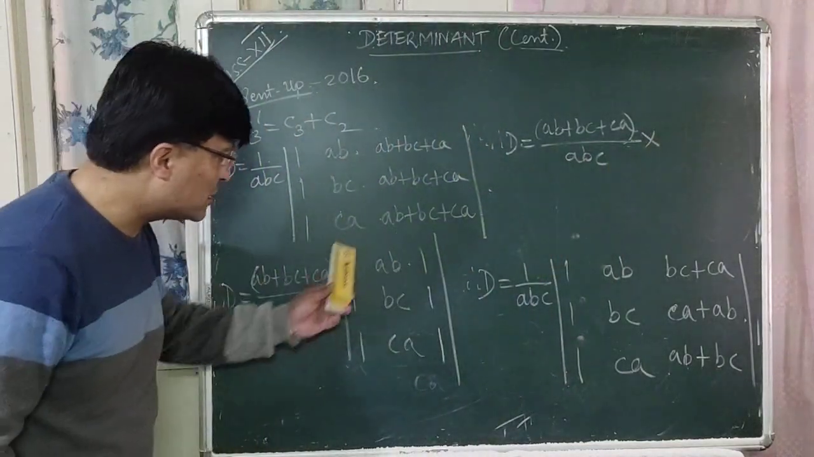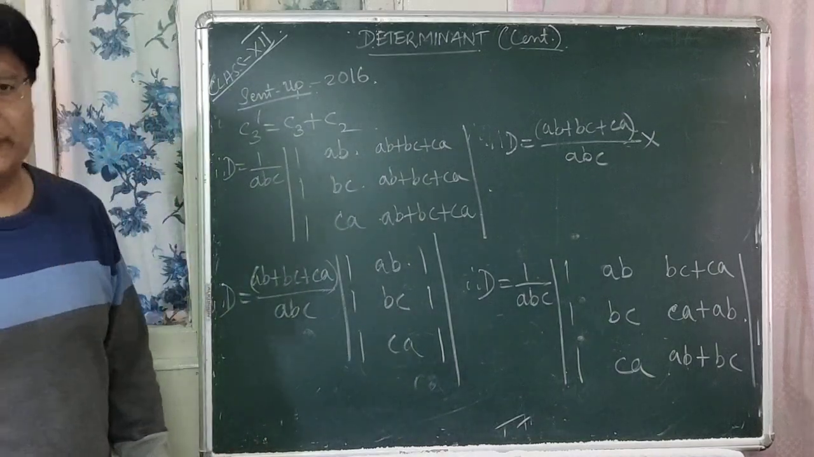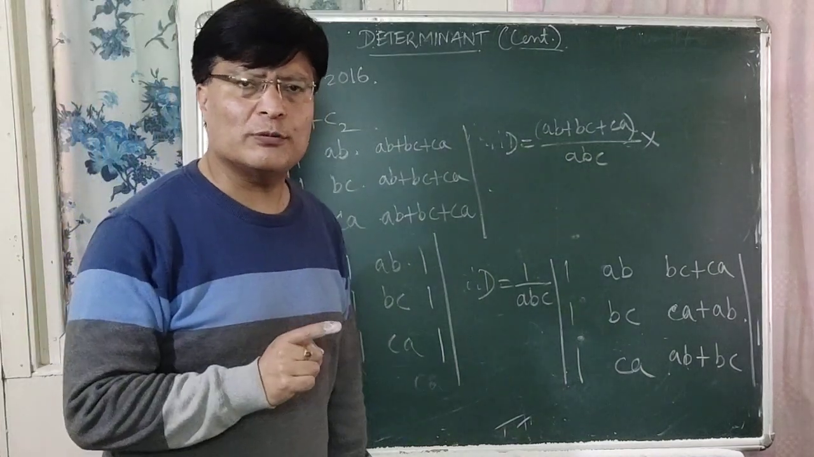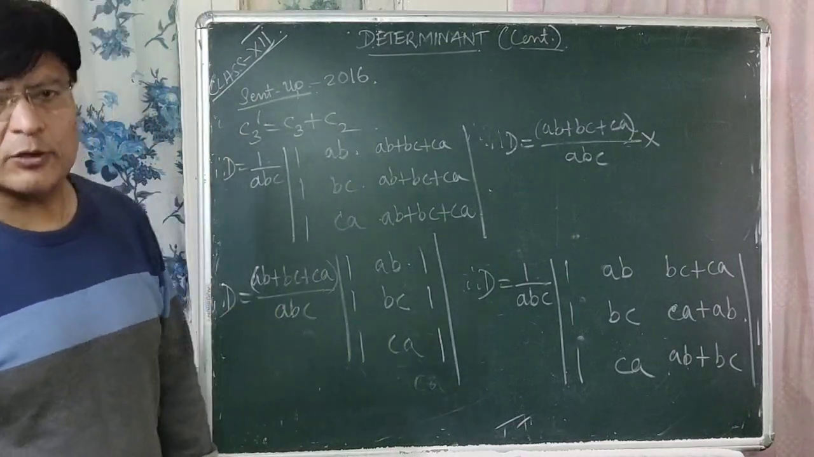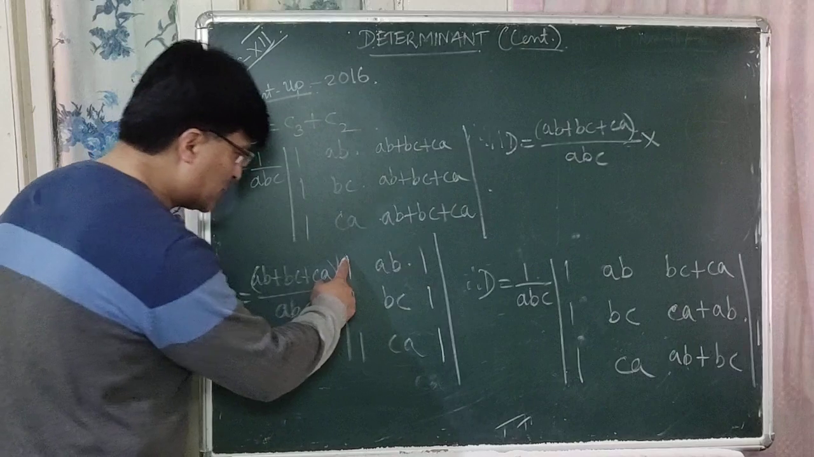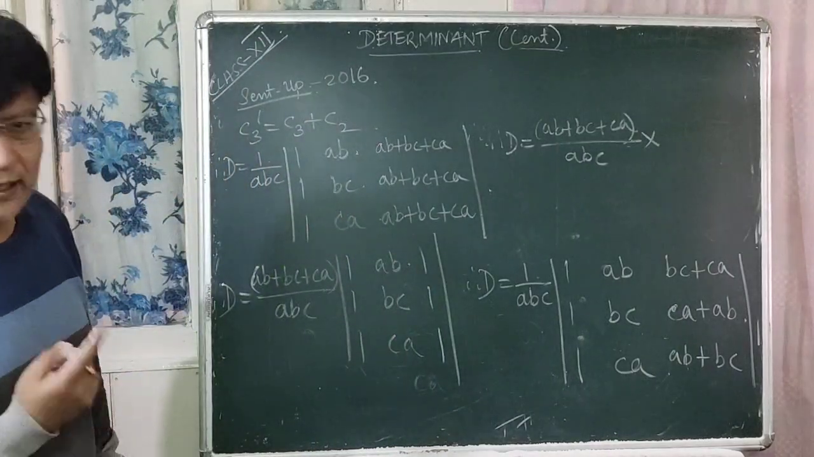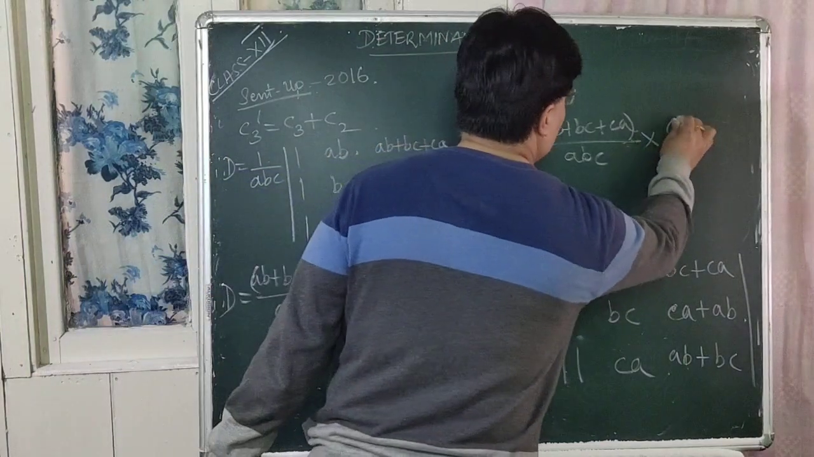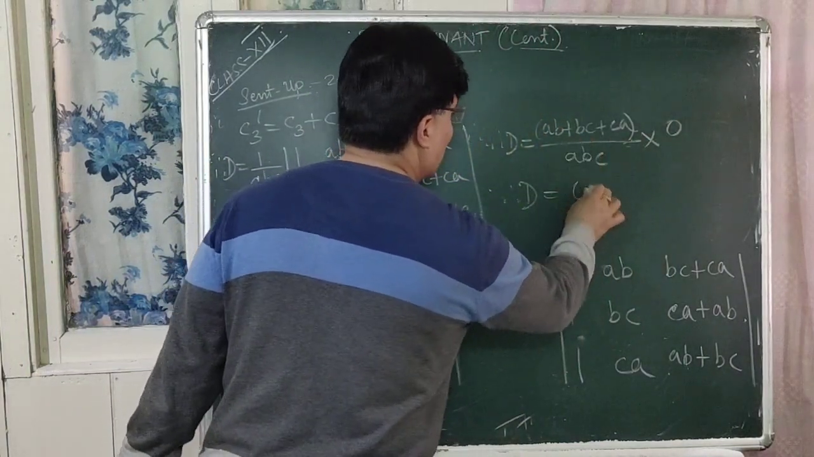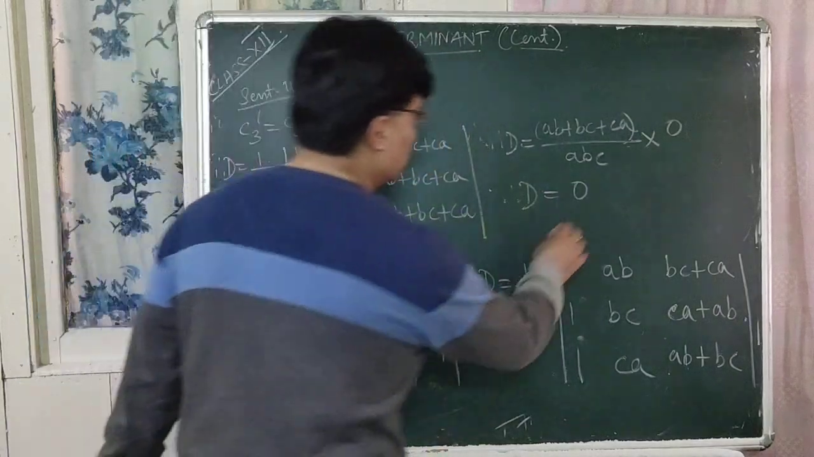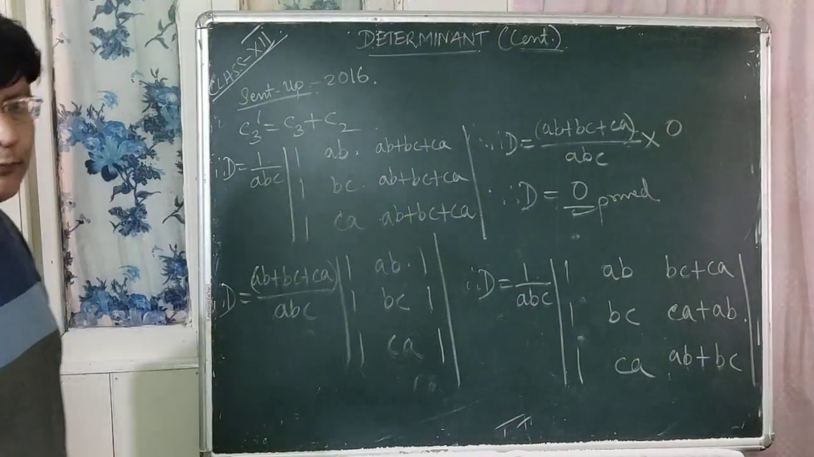So what is the value of this determinant? I told you in property number 3, if two rows or two columns of a given determinant are identical, then the value of the determinant is always 0. In this case, the first column and third column are identical. So the value of the determinant is 0, and 0 into any number is always 0. That means D is equal to 0. Proved, which is equal to the right hand side. So we have proved it.